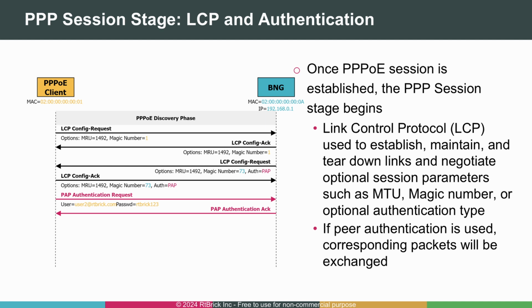Valid authentication methods are Password Authentication Protocol, PAP, or Challenge Handshake Authentication Protocol, CHAP. For instance, a PAP authentication request contains a username and password in clear text. If the remote peer recognizes this combination, it will respond with a PAP authentication acknowledge.